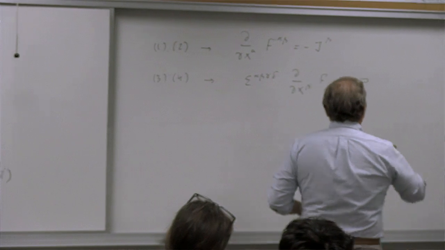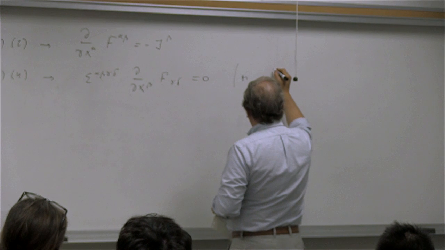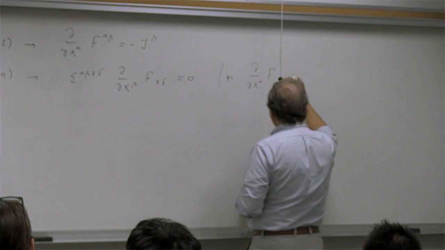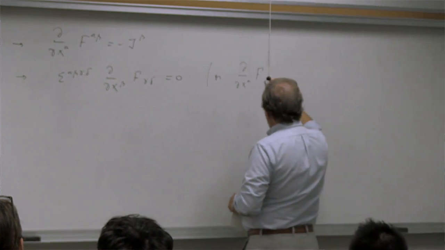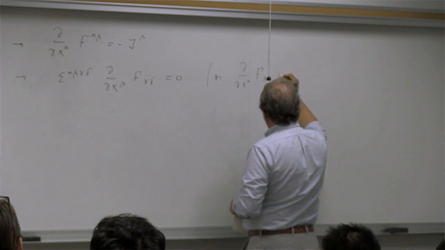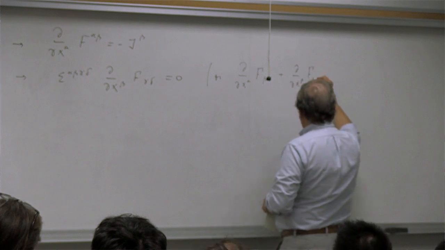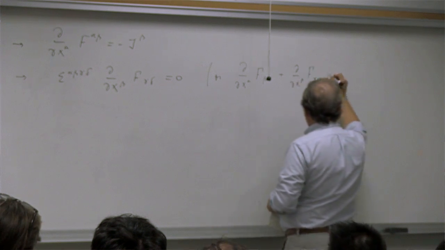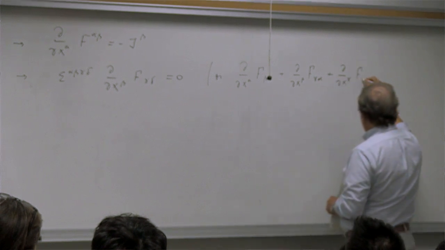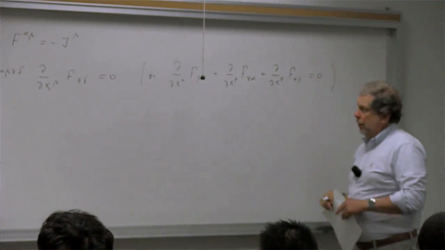The second one can be written in a slightly equivalent form, which is that d by dx^alpha F_{beta gamma} plus d by dx^beta F_{gamma alpha} plus d by dx^gamma F_{alpha beta} is equal to 0. And that's the same form. The two are the same.